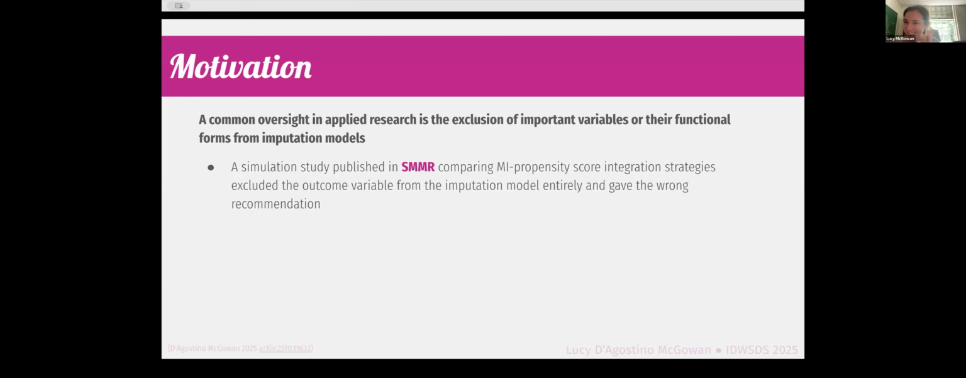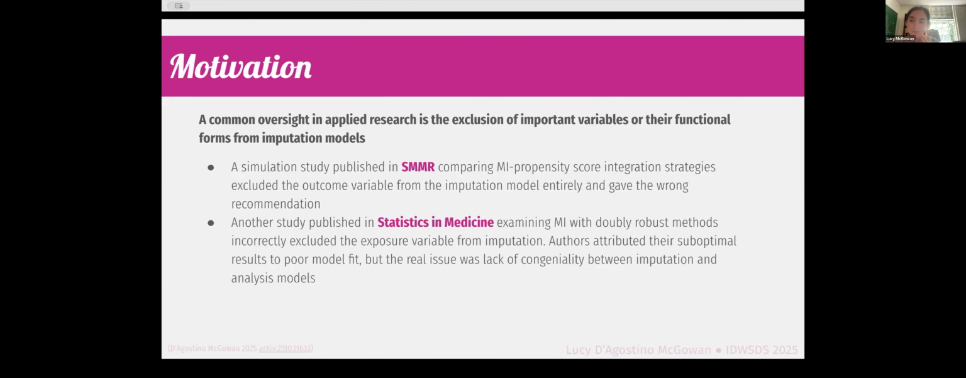So there's this example of trying to tell us the right methods, but it had this error of missing the right pieces, which then resulted in folks doing the wrong thing until it was noticed in the literature. Another study published recently in Statistics in Medicine was examining multiple imputation with doubly robust methods, and it actually excluded the exposure variable from the imputation model.